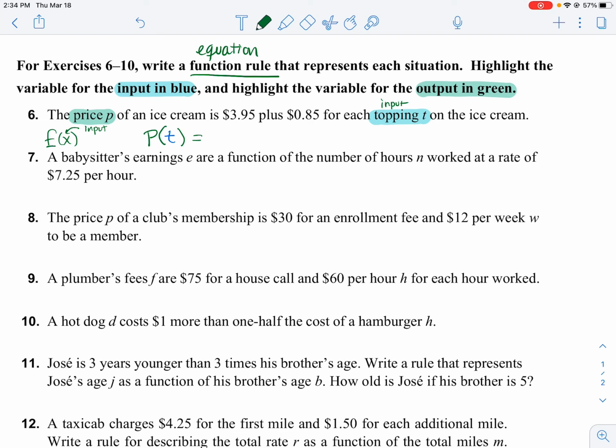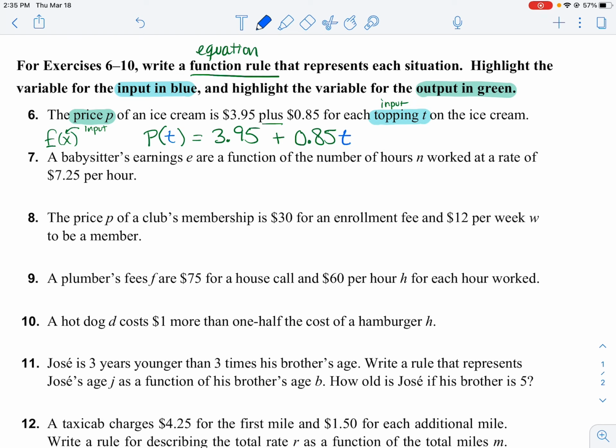And to get the total price of this ice cream, we want to create an equation. So I need $3.95, so that's a one-time cost. So I'm going to pay $3.95 plus 85 cents for each additional topping. So 0.85, and we want to multiply that by the amount of toppings we have. So times t. Just use my color coding there, okay? So P of t would be $3.95 plus 0.85 t, okay?